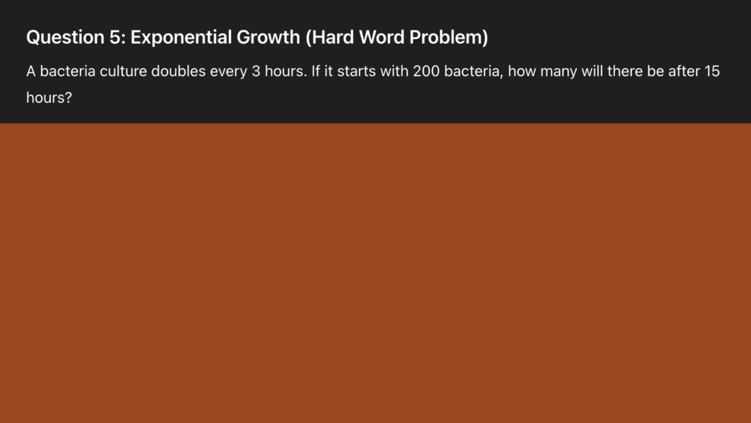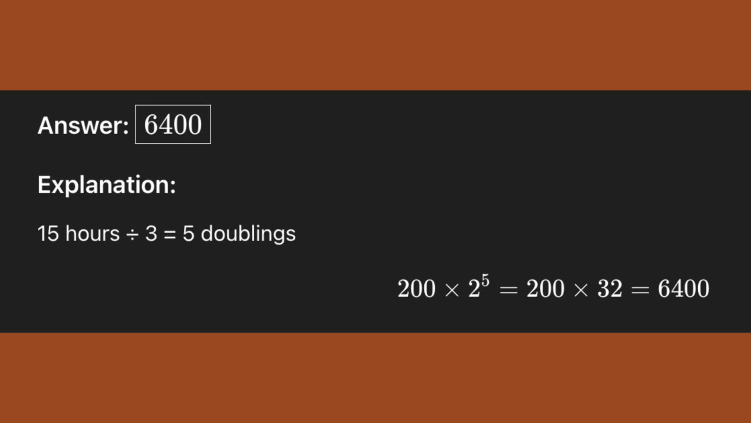Okay, equation number 5, exponential growth, a hard word problem. A bacteria culture doubles every 3 hours. If it starts with 200 bacteria, how many will there be after 15 hours? Take a minute to pause the video and figure out your answer. If you got 6,400, you are correct.